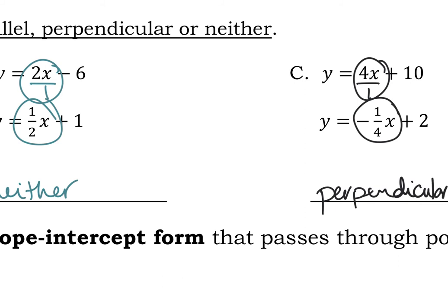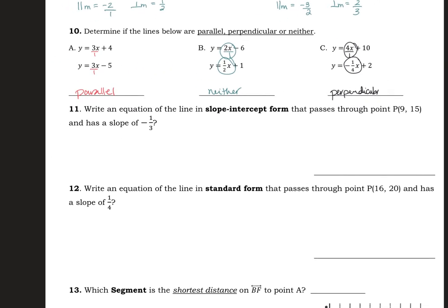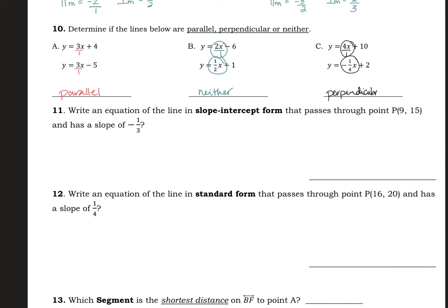All right, we're almost done. On the next one, we're going to go to slope-intercept form, but we have to use point-slope form. This one says, write an equation in slope-intercept form that goes through this point and has this slope.